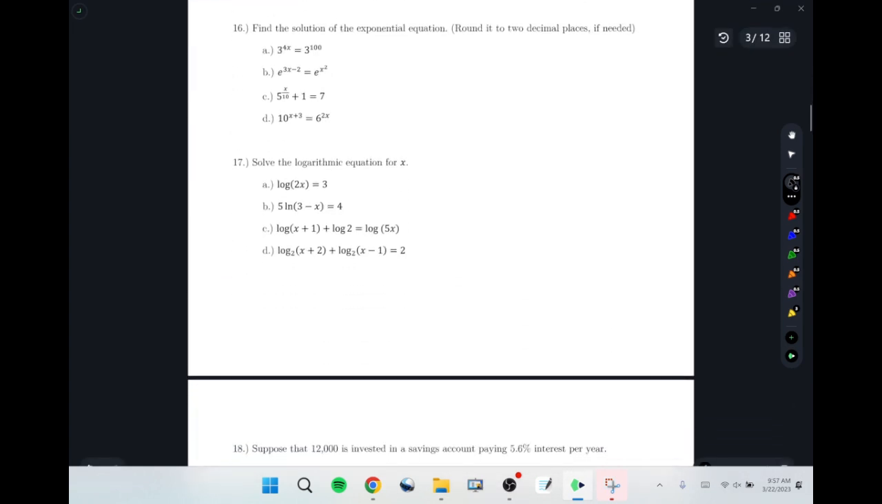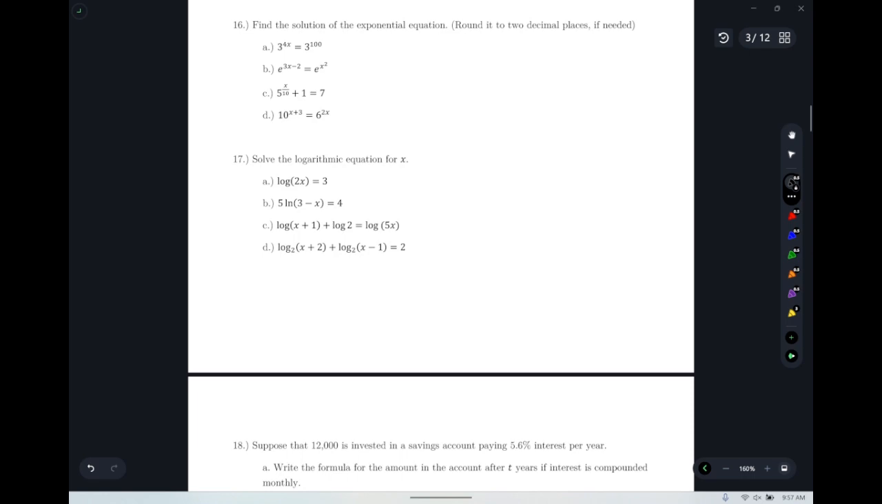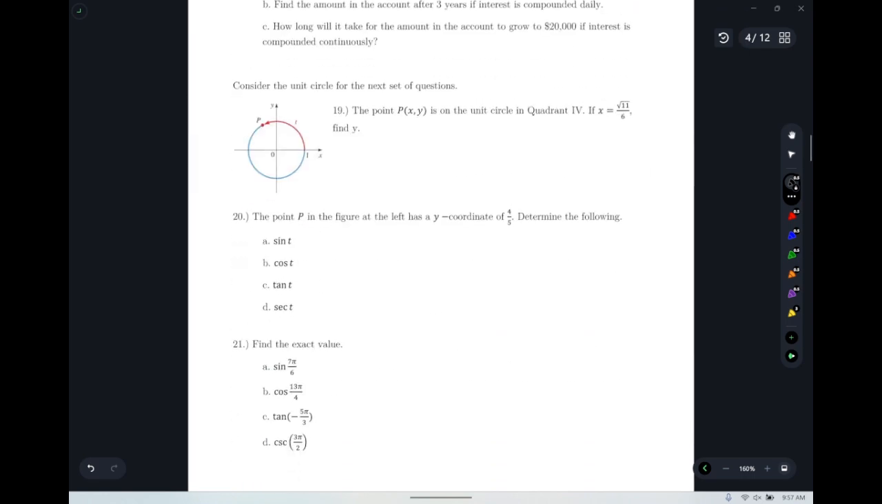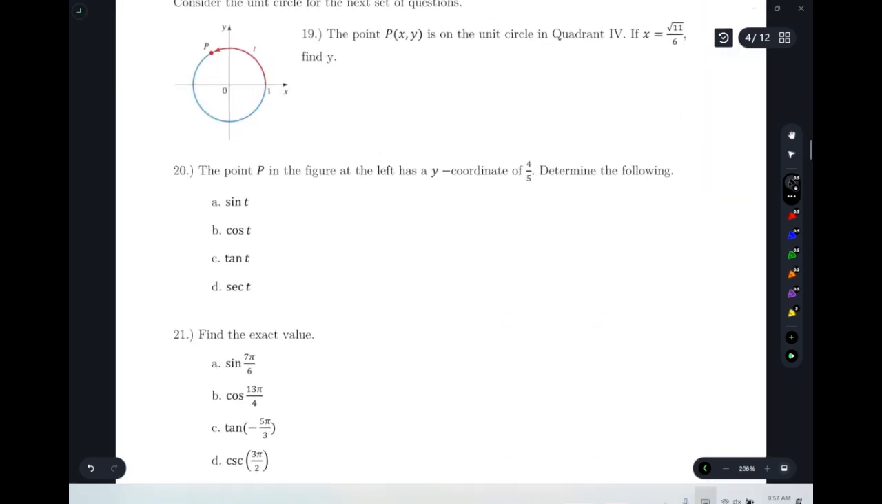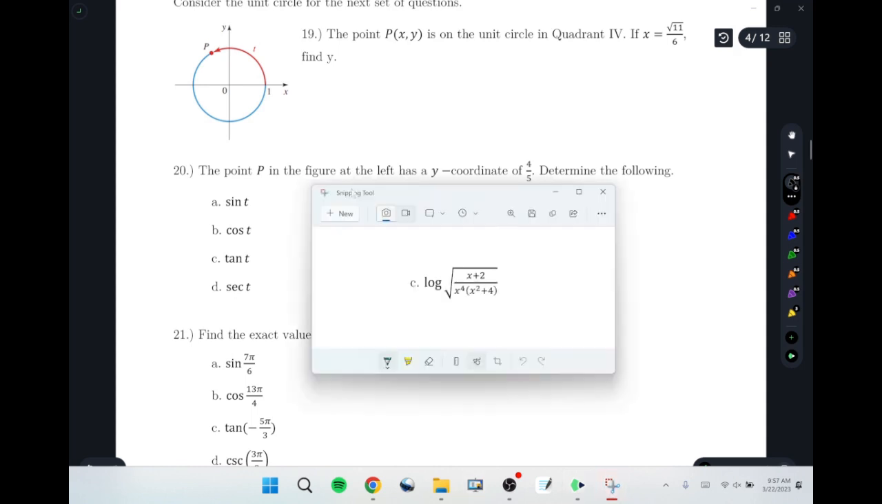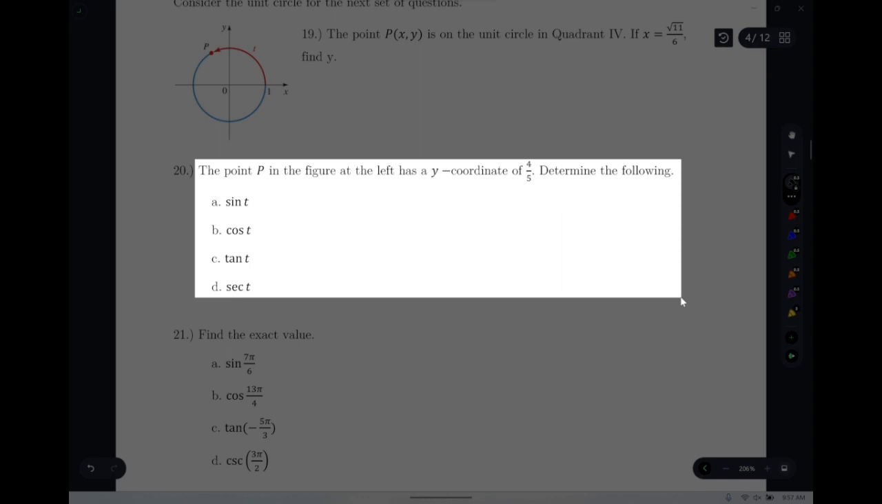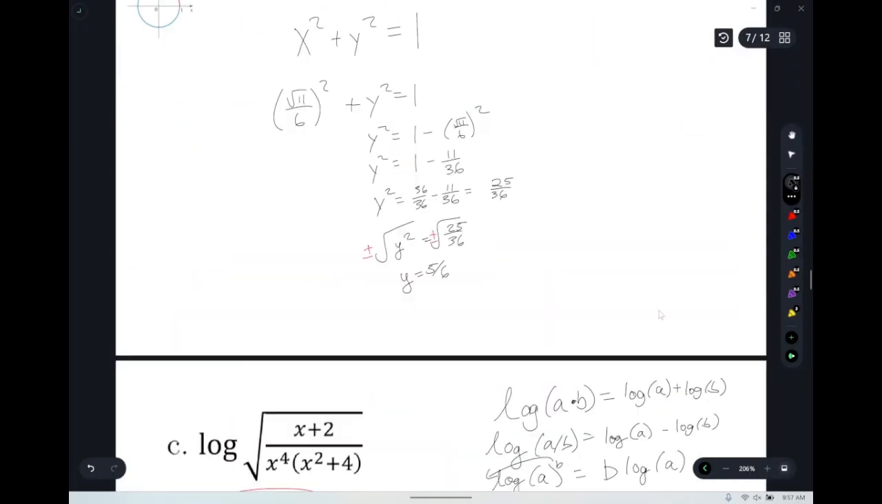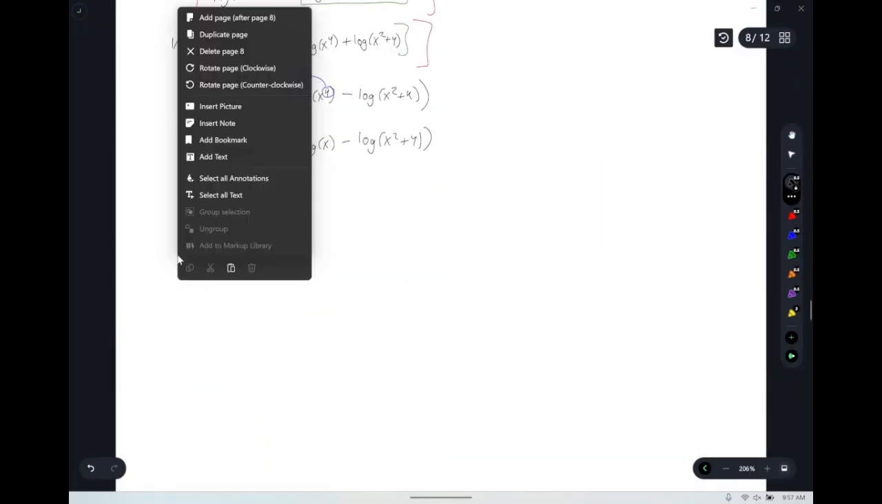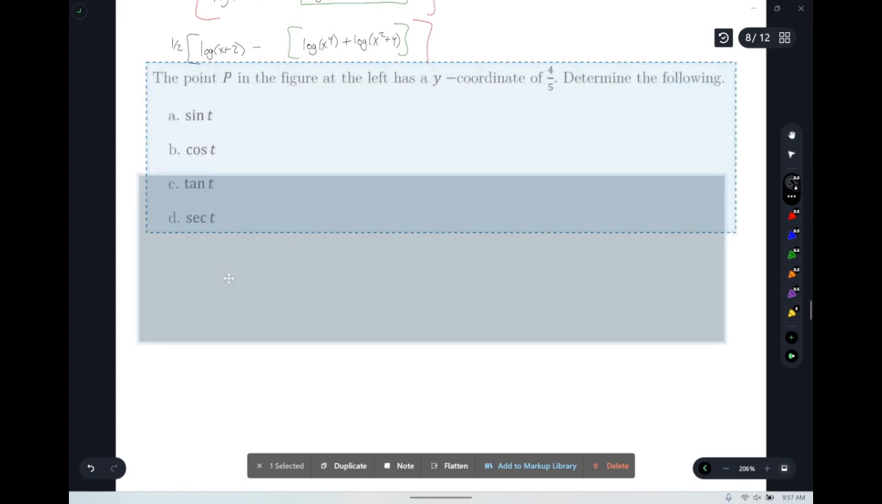Can we do 20? Oh, I love 20. Yeah. I missed this lesson that day. I went back and looked at my notes and no. All right, 20.